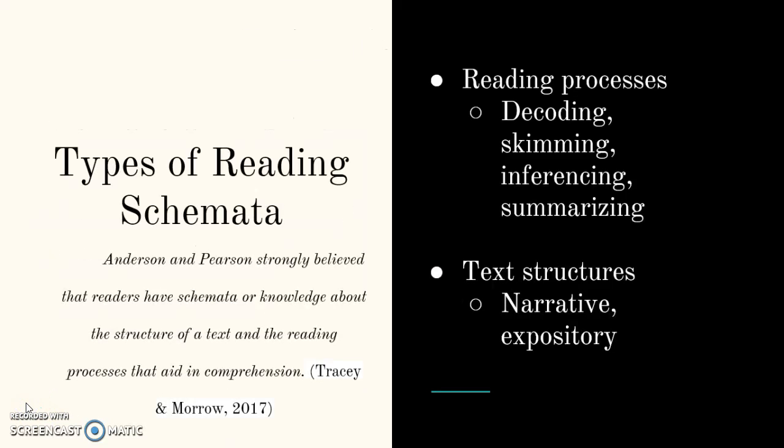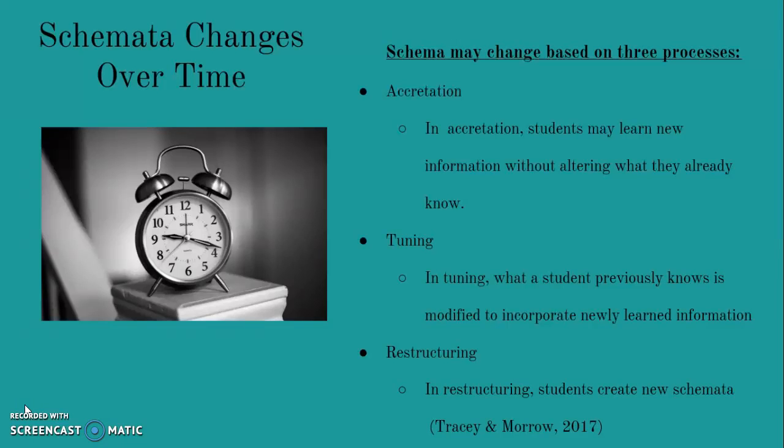Anderson and Pearson believe that readers have two types of schemata, one for reading processes and the other for text structure. Their theory suggests that readers use previous reading skills such as decoding, inferring, and summarizing that aid in comprehension. Also, readers may have schema for one genre of text over another. An essential part of the schema theory is that schemata change over time. Schema may change based on three processes: accretion, tuning, and restructuring.